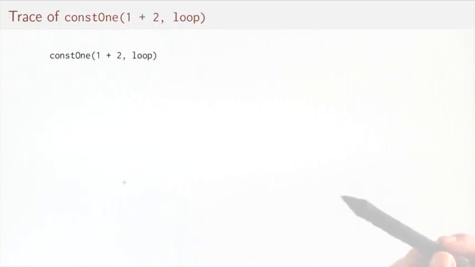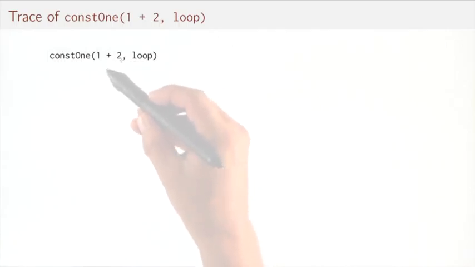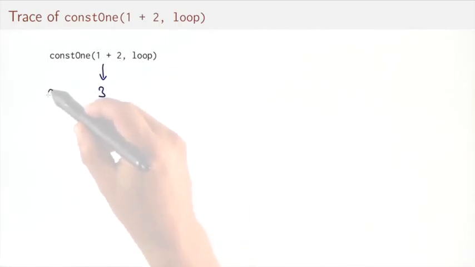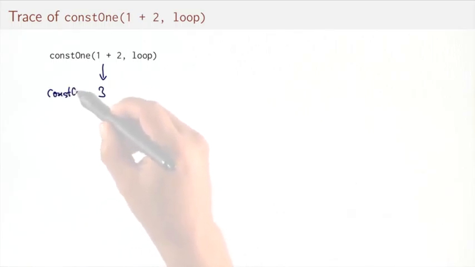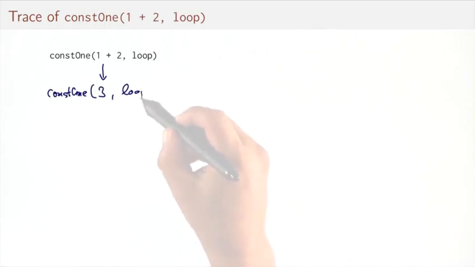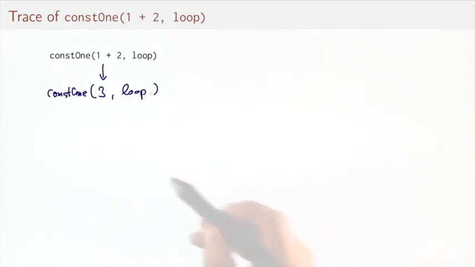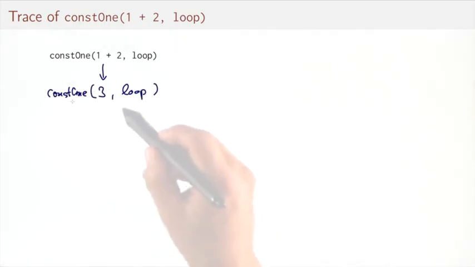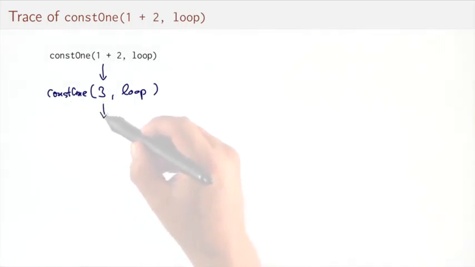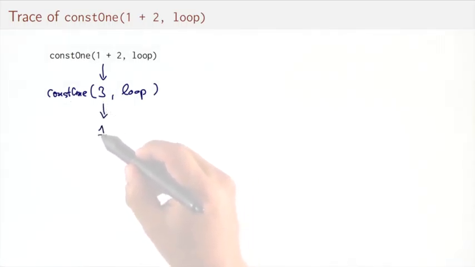So the first one, const1(1 + 2, loop), well, the first parameter is called by value, so we have to reduce that to 3, and the rest will be kept as it was before. The second parameter we do not need to reduce because it's a call by name parameter, so we are done with the argument list. We can apply the function, and the function would just always reduce to 1, so it would in fact ignore both of its parameters.